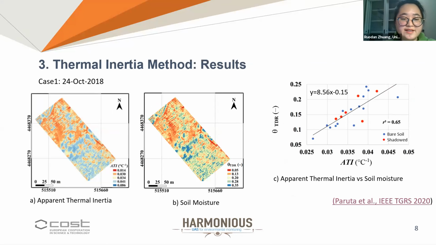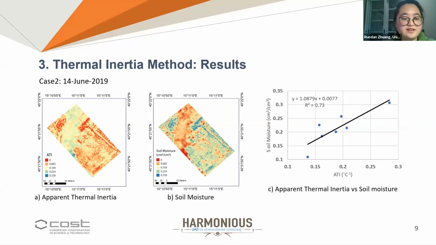Here we have one case in October 2018, which was published by Harmonious members at the University of Palermo. The regression model was generated between TDR measurements, which were obtained simultaneously with the UAS survey, and the apparent thermal inertia in the same location in the map in Figure A. And the final map in Figure B is the estimation of the soil moisture distribution of the day.